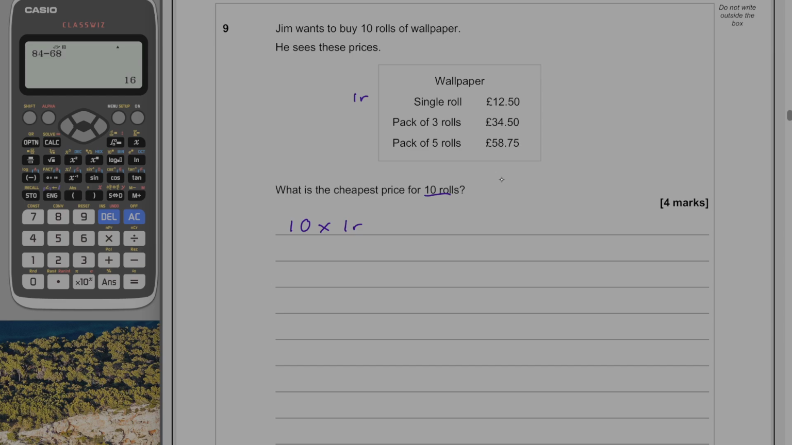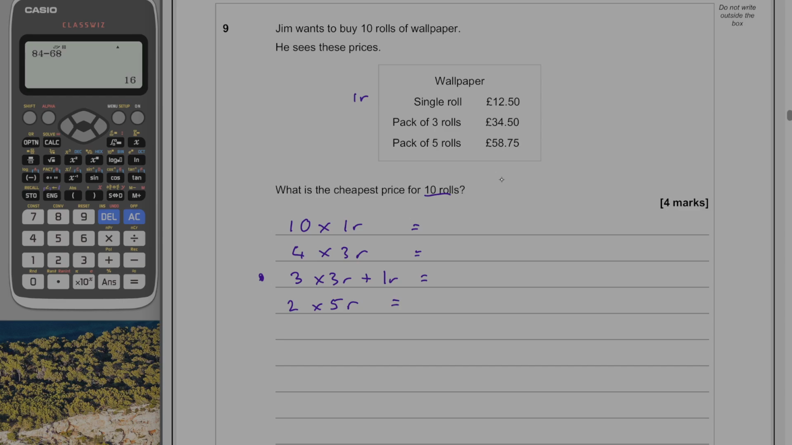My second option is I could have, if I think about making 10 rolls out of the 3, if I just go for that, then that would be 4 times the 3 roll price. However, you'd also get 10 rolls by having 3 lots of the 3 roll price plus 1 roll, because that would give me 9 and then an extra roll. And then I could go for the 5 rolls. And then I need to work out these prices.